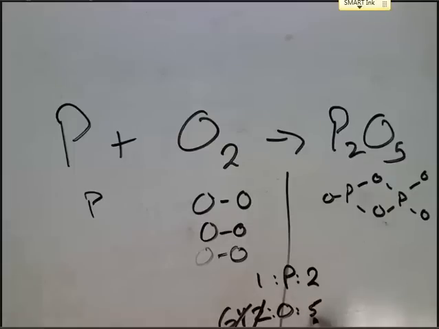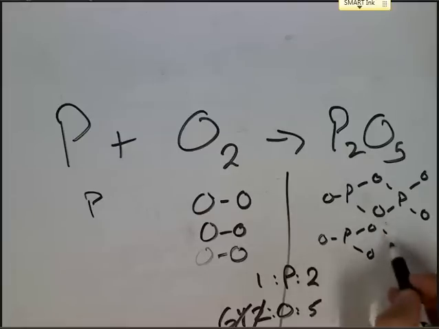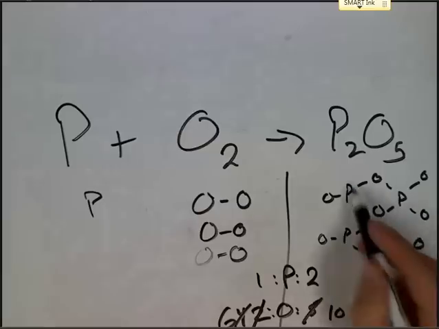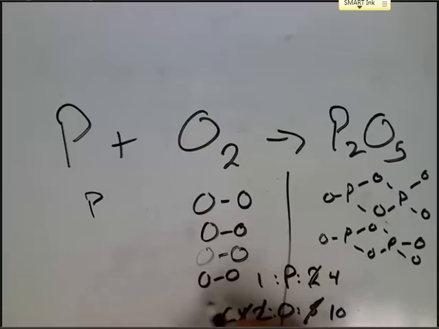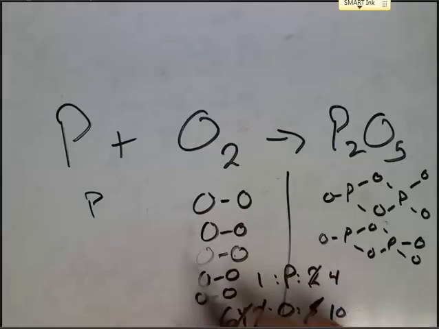But now we have more of those. So let's add another set just like we had. We've got 1, 2, 3, 4, 5, 6, 7, 8, 9, 10 oxygens. We've got 1, 2, 3, 4 phosphorus. Well, to get up to 10 oxygens, I need to have 5 groups of those. 1, 2, 3, 4, 5 times 2 gives you 10.